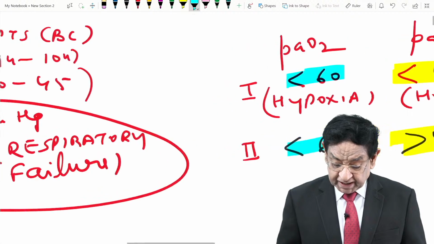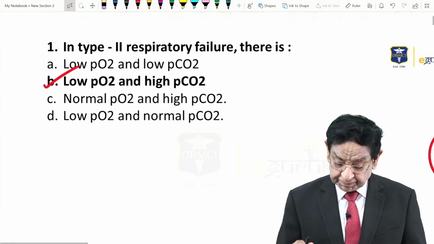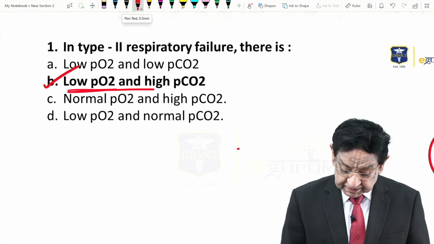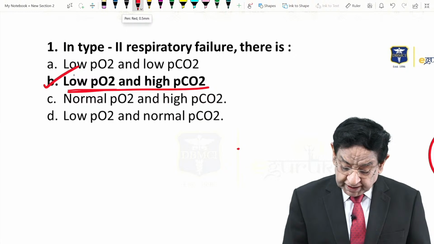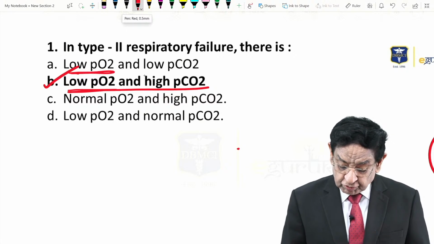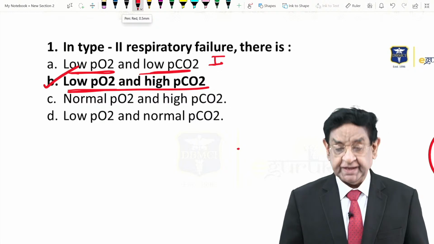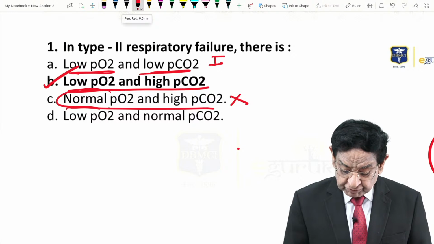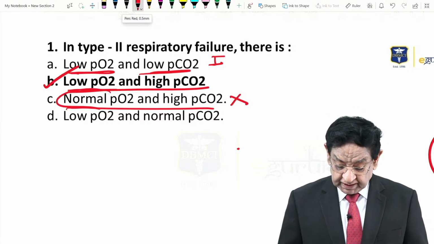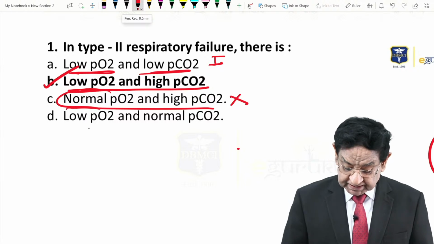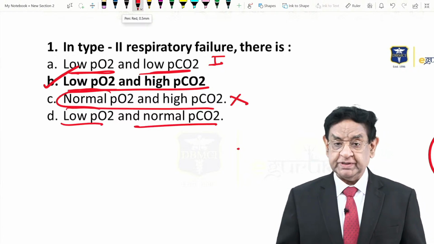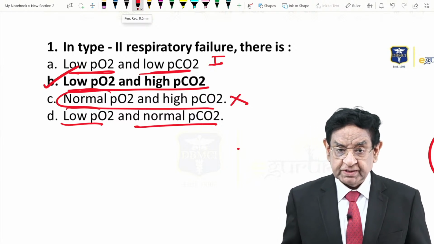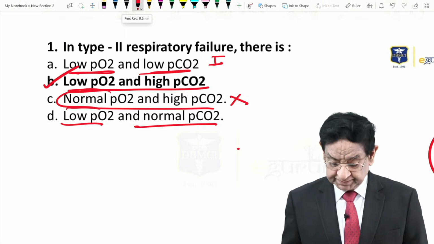With this background of basic concepts, if you look at the options, we are very clear why this is the right answer. Yes, we do get low CO2 with low O2, but low CO2 is seen in type 1 failure, not in type 2, because in type 2 it should be raised. Low CO2 with normal PaCO2 is again a wrong answer. So now you are clear why the right answer is B.